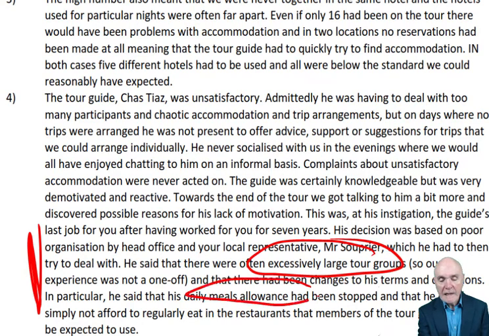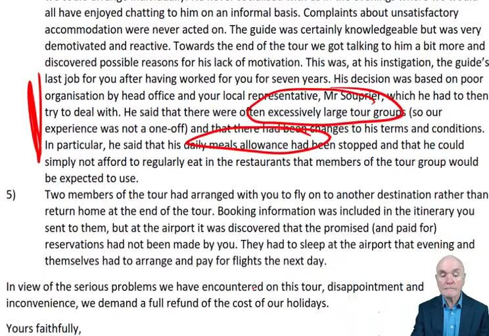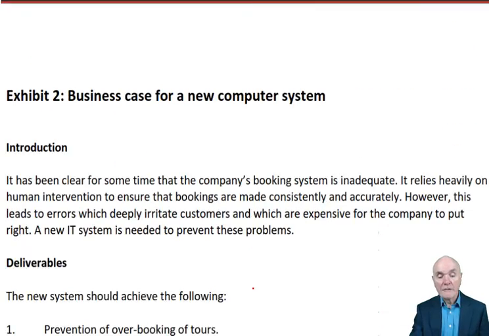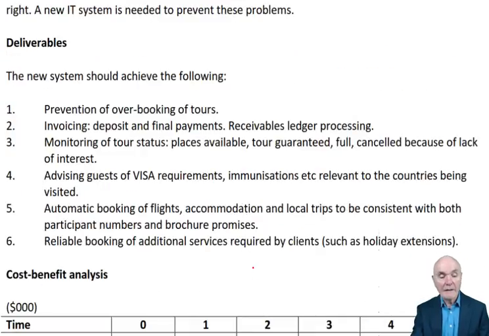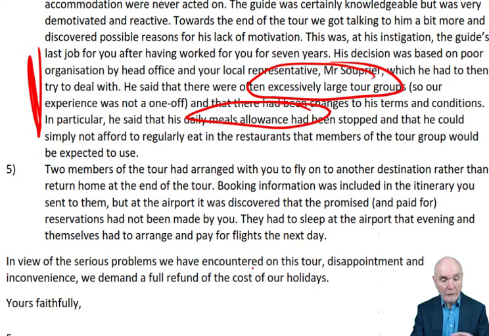Then we have the meal allowance being stopped, and these people are probably not paid a huge amount, so to expect them to go out socializing with clients and customers, paying out of their own pocket in tourist-type restaurants, is probably unrealistic. Two members of the group had wanted to go on somewhere else, and their bookings were completely missed off. This was a head office problem.